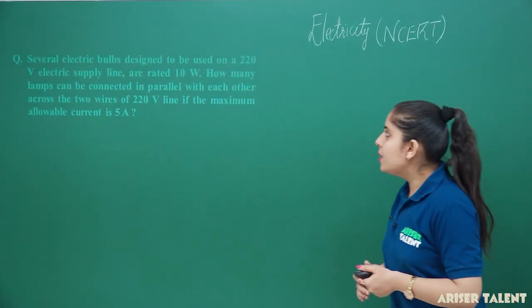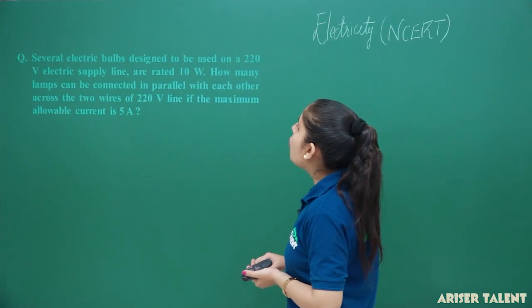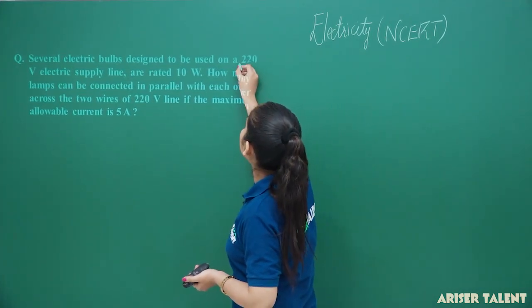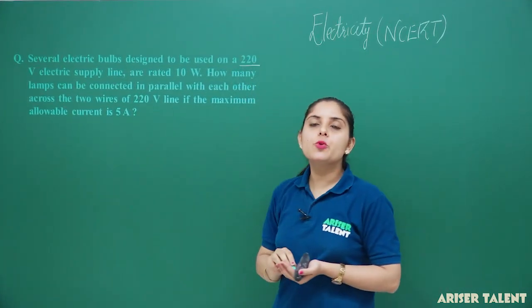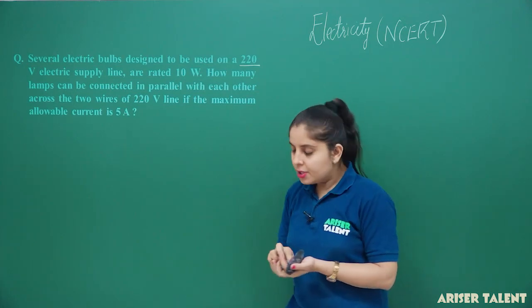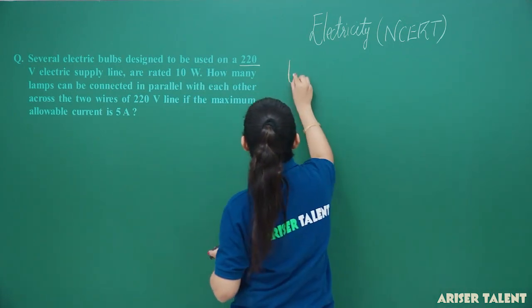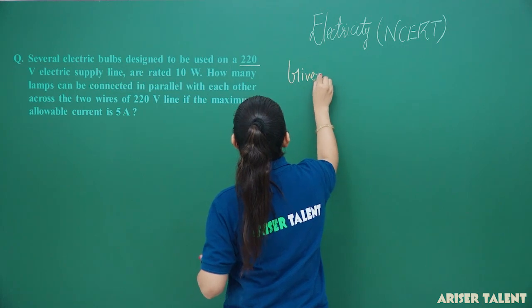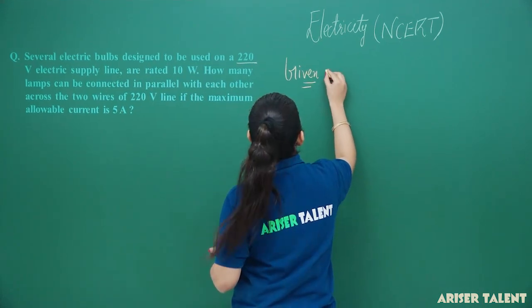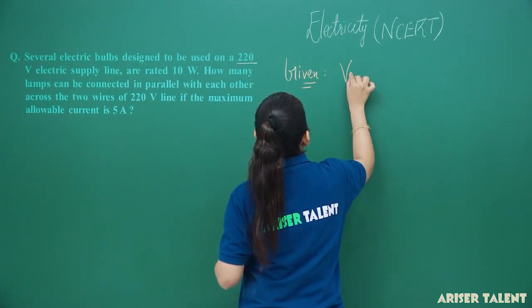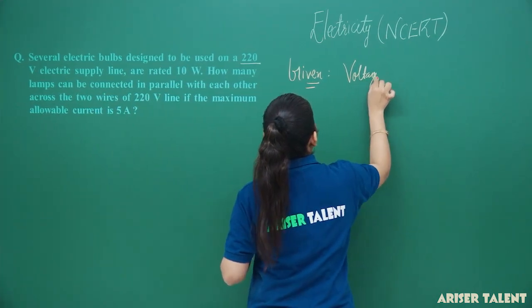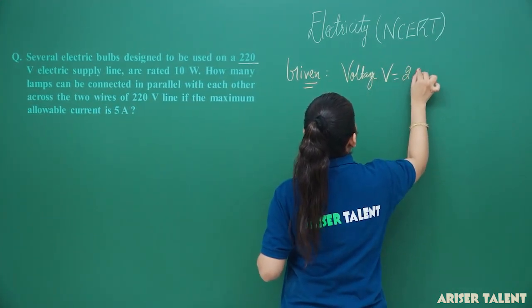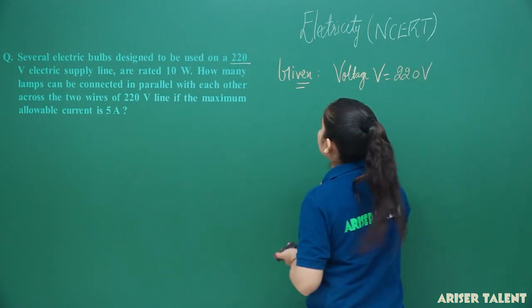Several electrical bulbs designed to be used on a 220 volt electric supply. It means you are provided with the voltage here. So firstly, let us write the given conditions here. Voltage V equal to 220 volt.